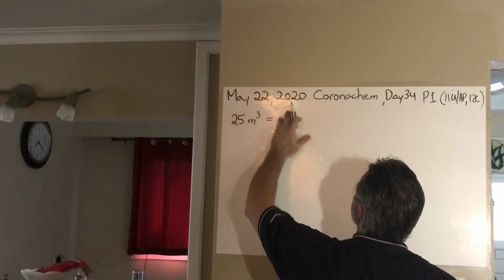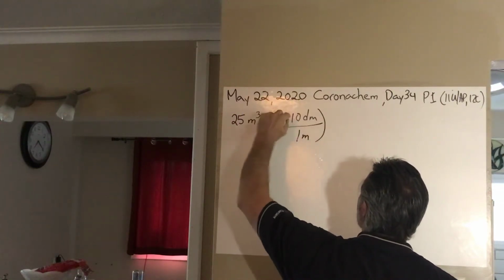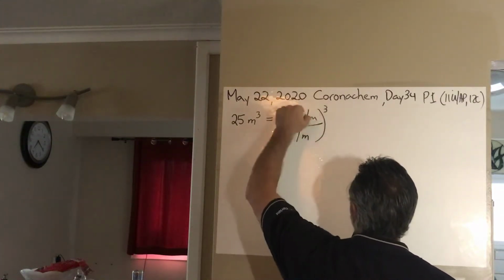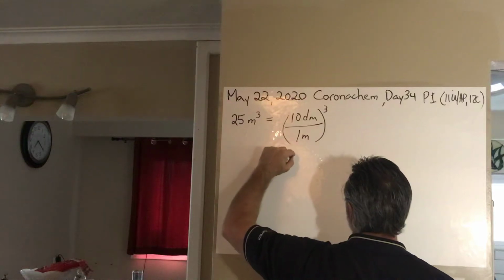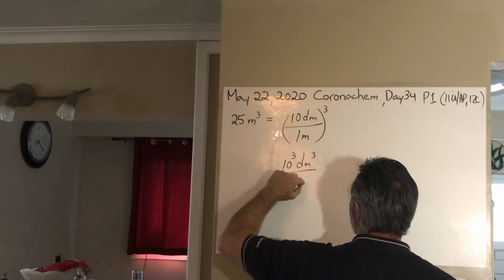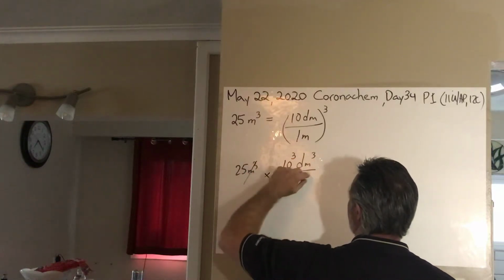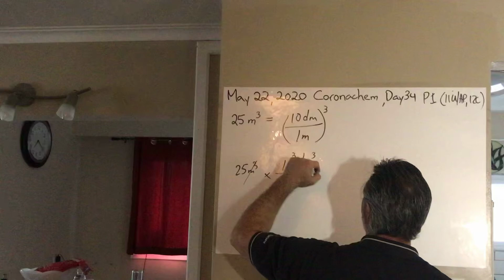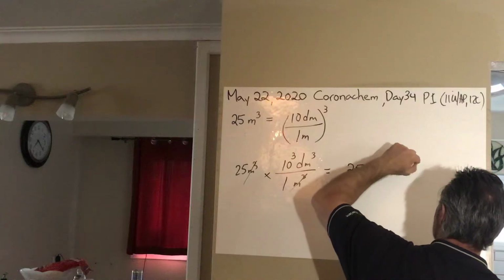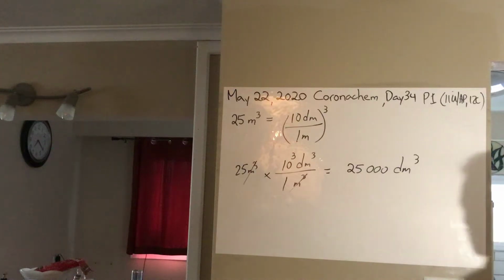there are 10 decimeters per 1 meter. And because we're going in 3 dimensions, we're going to raise it to the power of 3. We can distribute that 3, so we get 10 to the power of 3 decimeters cubed. 1 to the power of 3 is still 1. Meters will be cubed. And so we'll have 25 meters cubed times, the meters cubed cancels. 25 times 10 to the power of 3, which is 1,000, gives you 25,000. And you get decimeters cubed. Notice I did not use a calculator because you could do all of this using exponents.